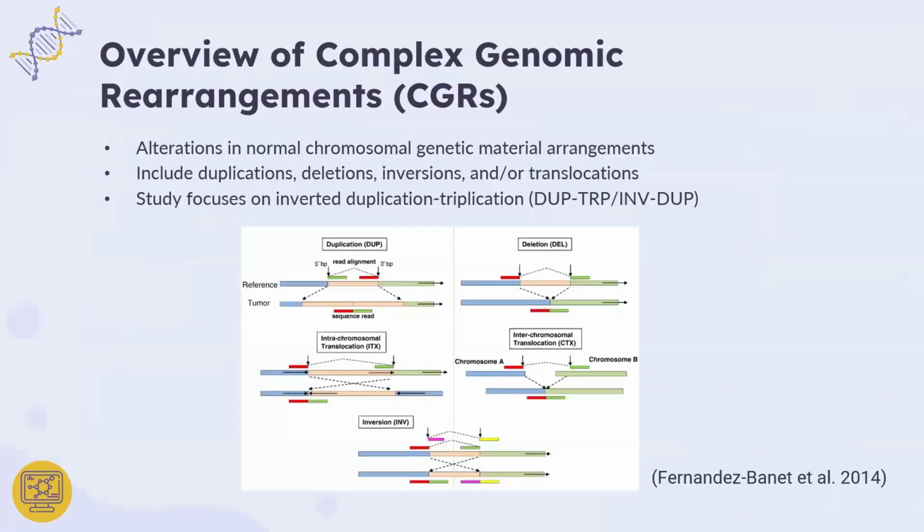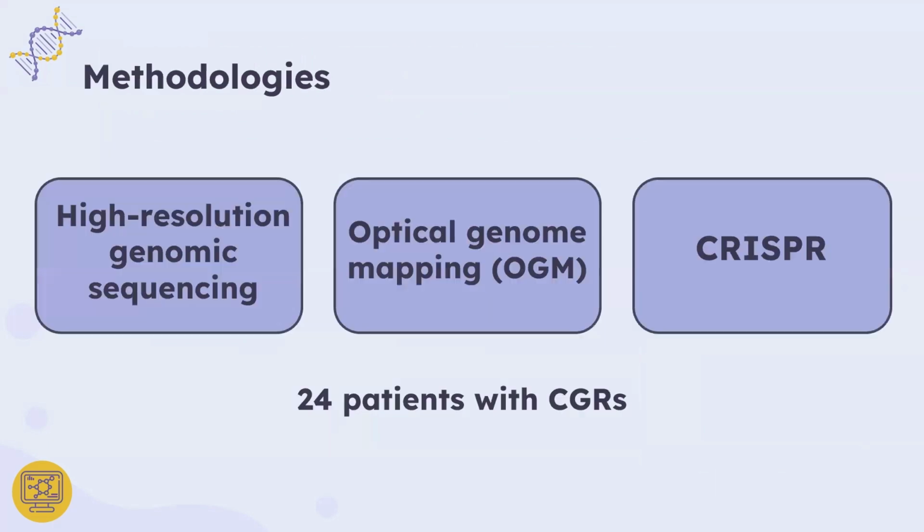As an overview of complex genomic rearrangements, CGRs are structural variations that result from alterations in the normal arrangement of genetic material within chromosomes. These arrangements can manifest as duplications, deletions, inversions, or translocations, often resulting in altered gene dosage or disrupted gene function. The study focuses on inverted duplication-triplication structures, which occur when a segment of DNA is duplicated and inverted, contributing to a complex genomic landscape.